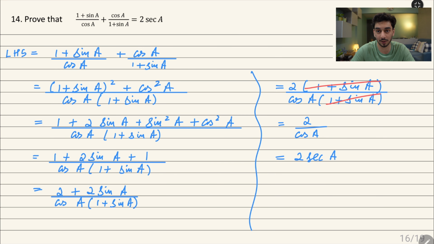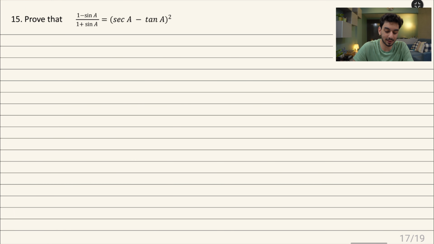Okay, next question. This one says prove that 1 minus sin A upon 1 plus sin A is equal to sec A minus tan A the whole square. Obviously, I can say that my right hand side is bigger or it is more complex. I can see an identity, an algebraic identity over there. So I'll start with my right hand side.